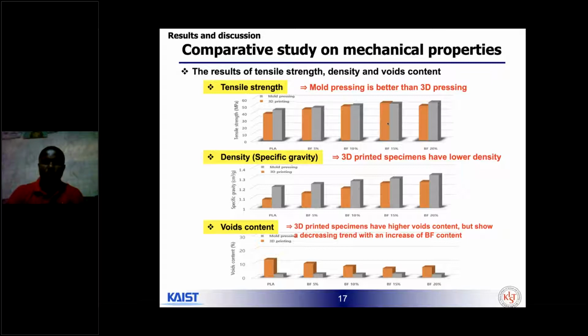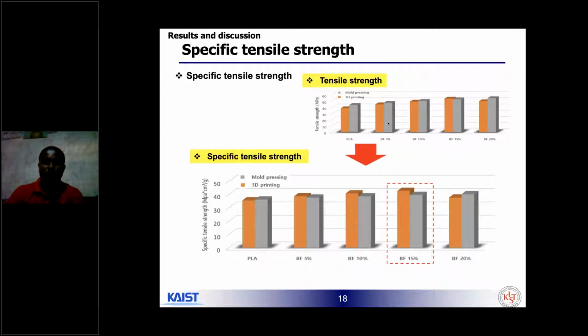Especially in terms of specific tensile strength, one noticeable thing was that the 3D printed sample was better than the mold process sample at a certain budget fiber content. The specific strength is equivalent to its strength divided by material density.